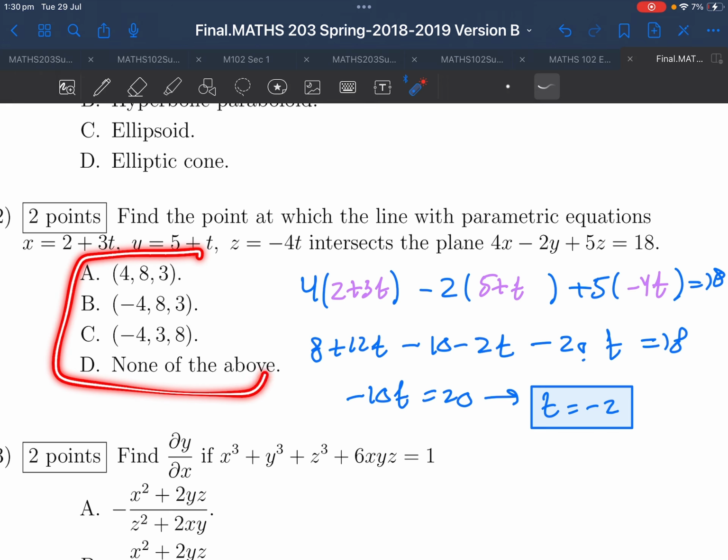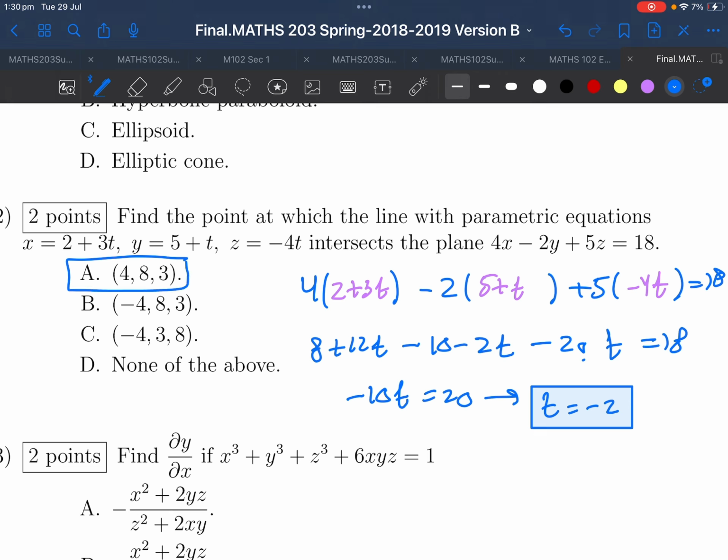Of course, none of these answers is negative 2 because he wanted a point. So we substitute t equal negative 2. So we get 6 minus 2 is 4, and that would be definitely the first answer. No, we have to check the others as well. So no, not the first one, unfortunately. It will be this one.